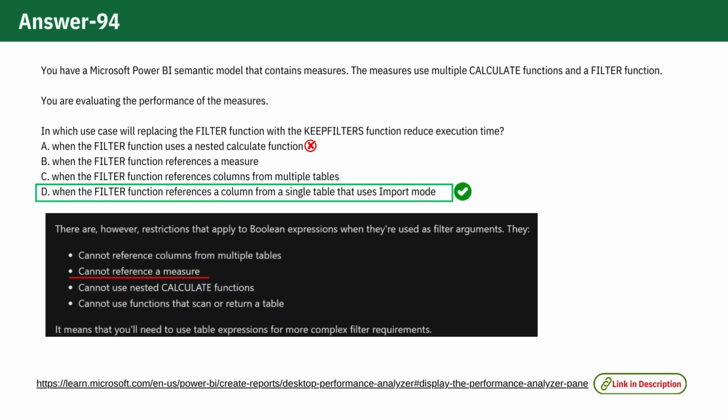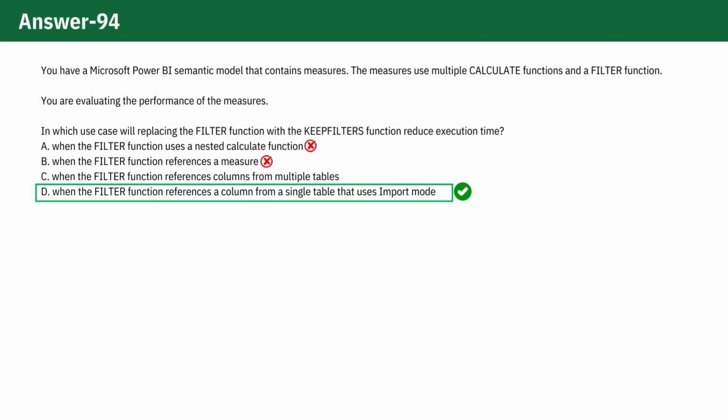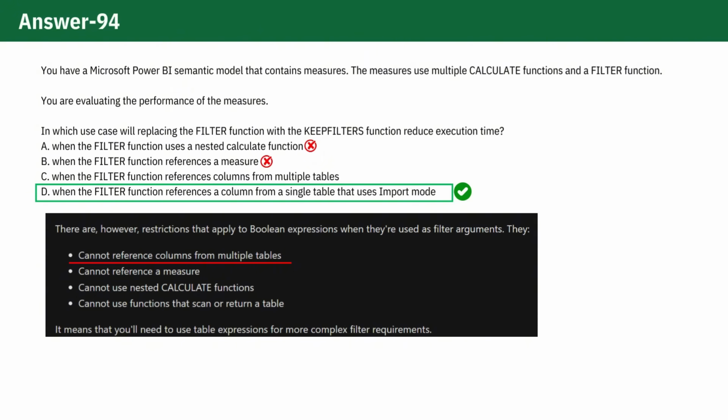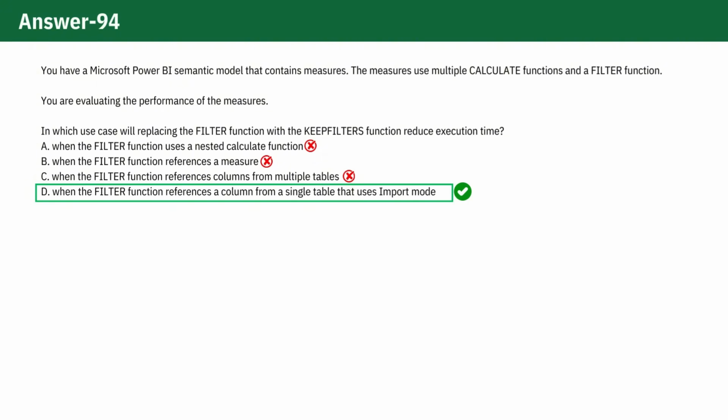B. When the filter function references a measure. Keep filters is designed to handle filter contexts on columns, not measures, so it won't reduce execution time in this case. So this is also an incorrect option. C. When the filter function references columns from multiple tables. Keep filters is typically more effective on single table filters. Multi-table references may not benefit as much and could even complicate the filter context. Therefore, this is also an incorrect option.